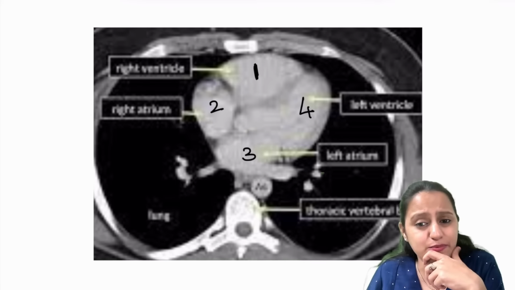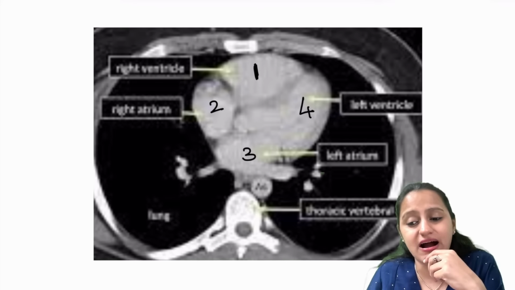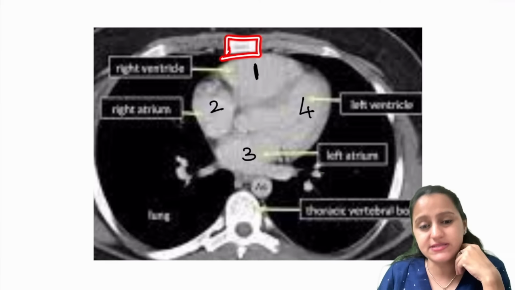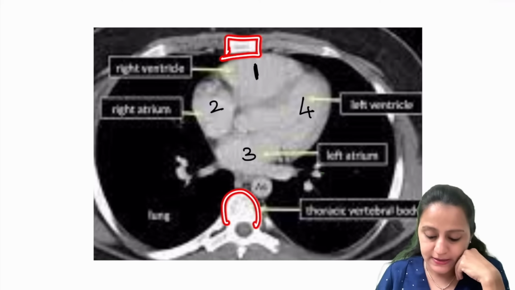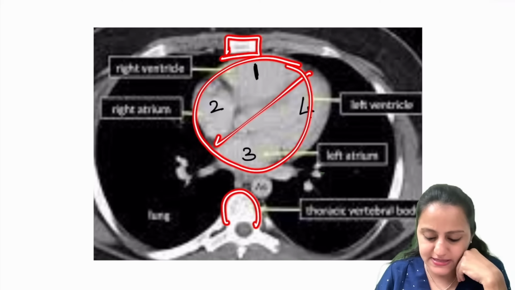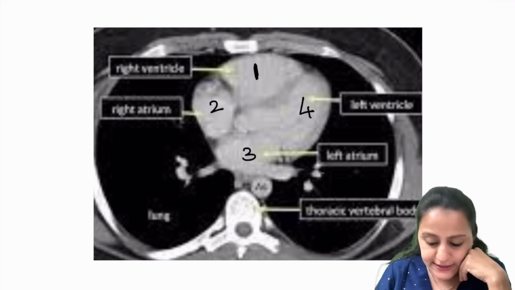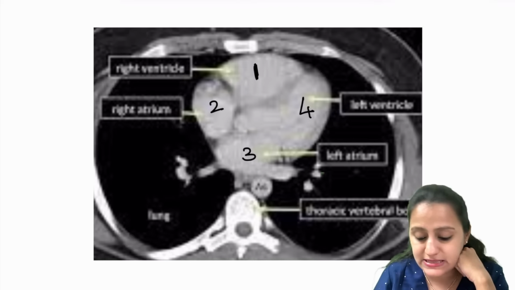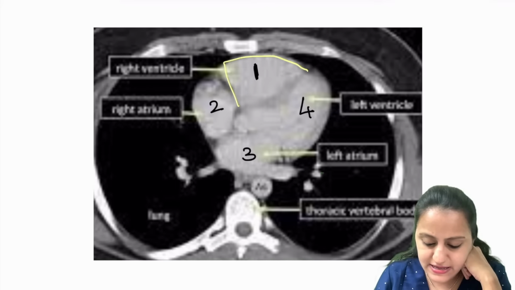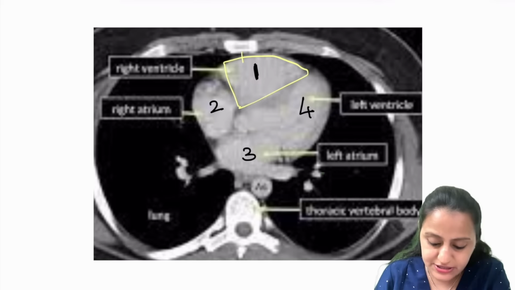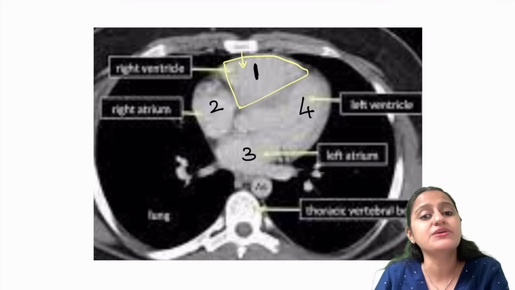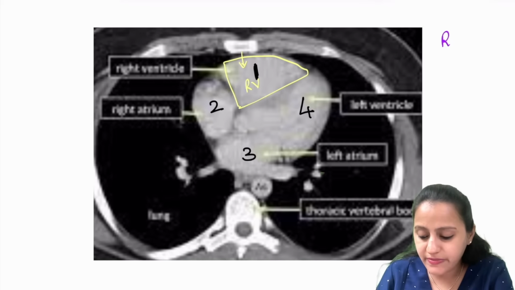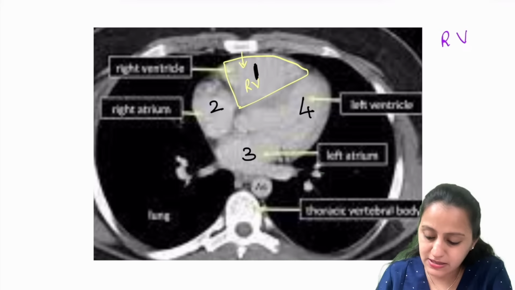Going to next one, very, very important, identifying the heart chambers. So this anterior bone is sternum. This is vertebra. This is the heart that you are seeing with the four chambers. The anterior most chamber of the heart, just behind the sternum, is what chamber? That is the right ventricle. So remember, right ventricle is anterior most.